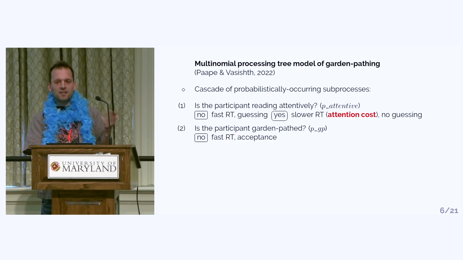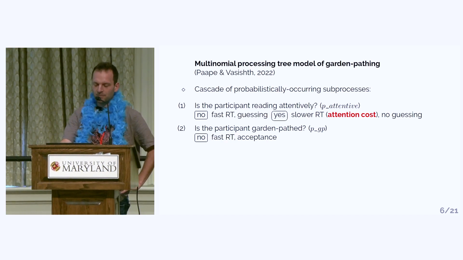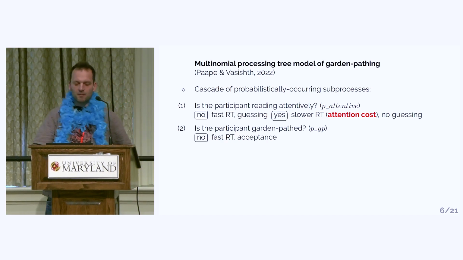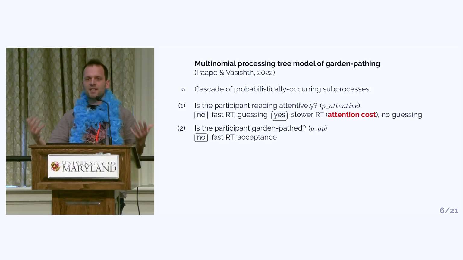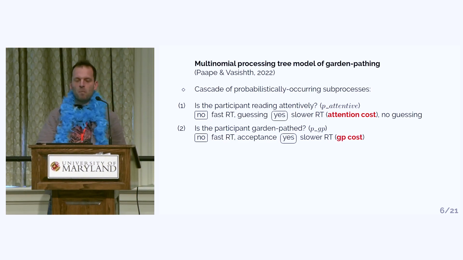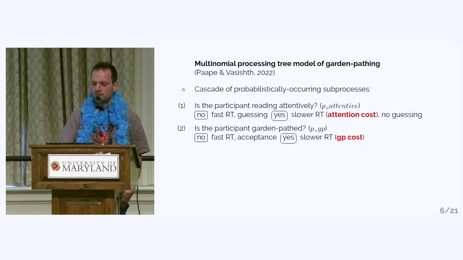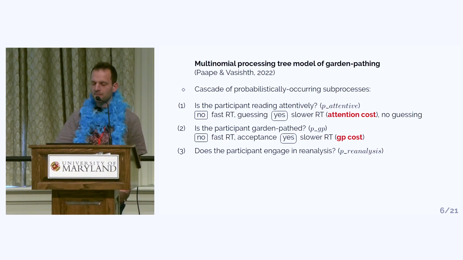They should, again, be relatively fast, not as fast as if they had been inattentive, but still relatively fast. And if we ask them whether the sentence is acceptable, they should say yes, because after all, they got the analysis right. If they are garden pathed, they should slow down a bit, and they should pay a cost, which we call the garden path cost, right?